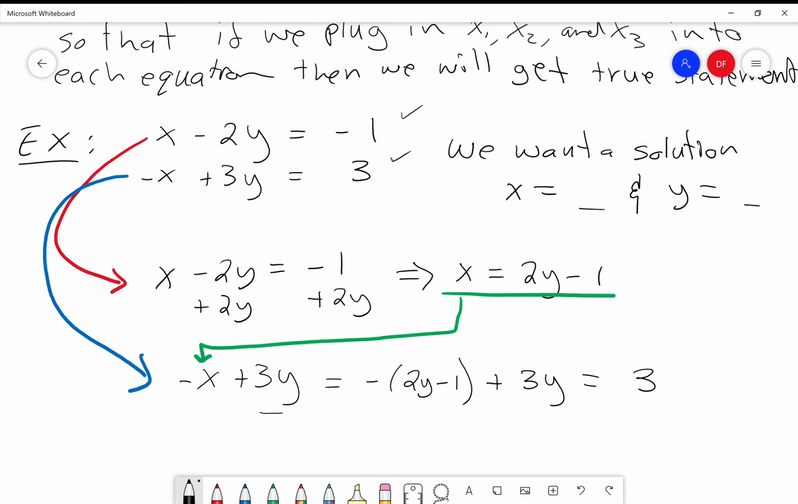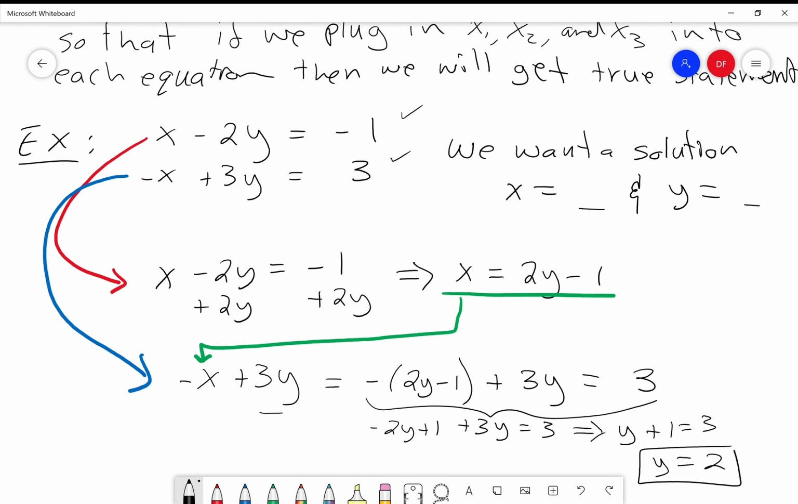Okay. And now we can just solve for y. So this is negative 2y plus 1 plus 3y equals 3. This leads us to y plus 1 equals 3, y equals 2.